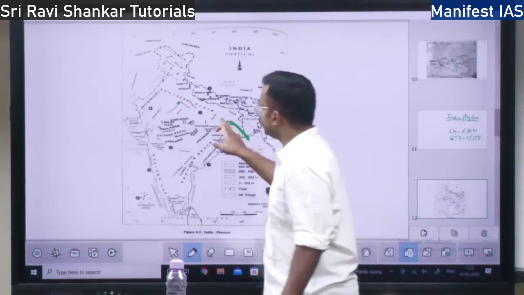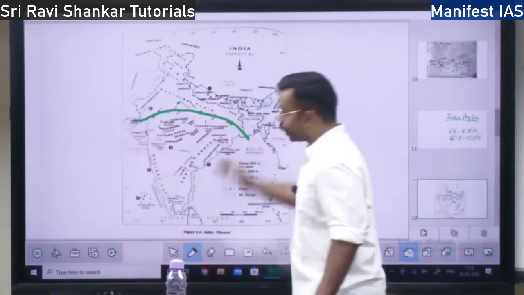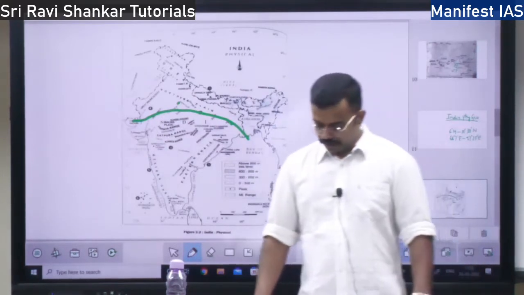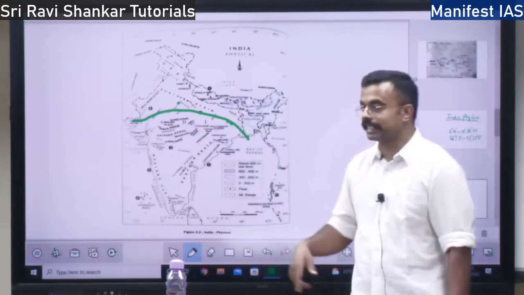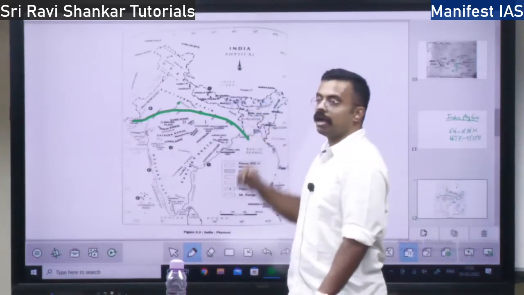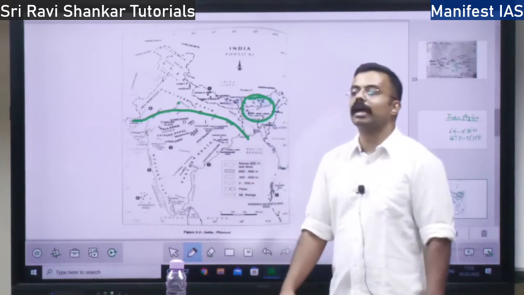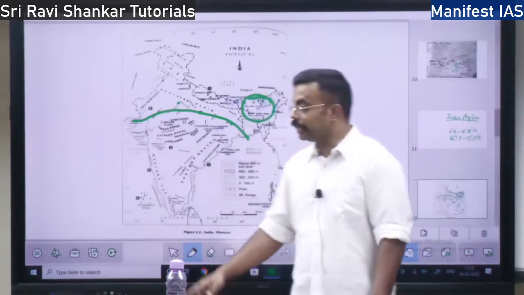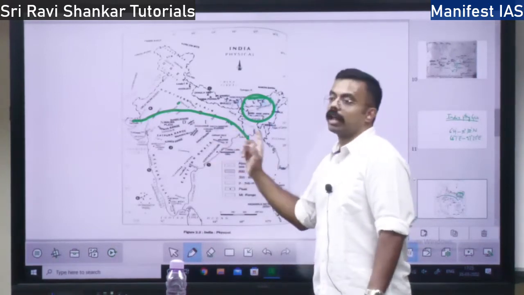So briefly, it is like this. This is the peninsula. This is the peninsular boundary. Not only that, this is called the Karbi Anglong Plateau. This part is Karbi Anglong and Meghalaya Plateau. So they say that this was also part of the Indian Peninsula, this peninsular block.